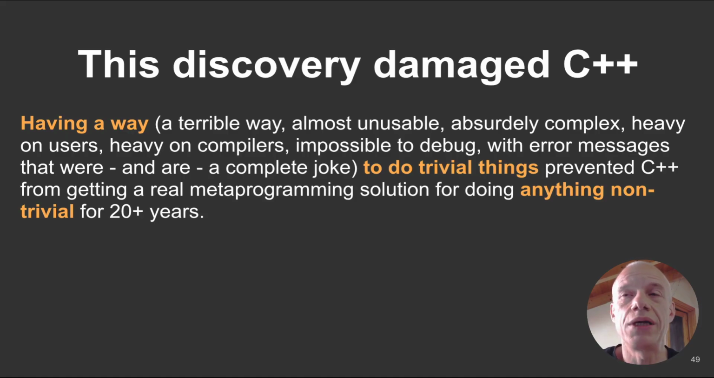In my opinion, having a way, a terrible, almost unusable way, was the problem, because the language is so weak that the code is absurdly complex. It's difficult for the users, it's difficult for the compilers. For quite a long time, it was very common to get internal compiler errors when using templates. It's impossible to debug. Still today, if you want to see what is happening at compile time during template expansion, you cannot do that. The only way is to run the compilation and see what happens. And the error messages are literally a joke.